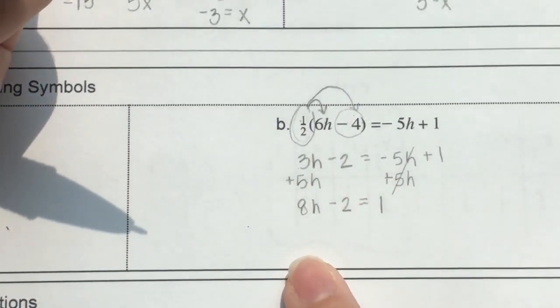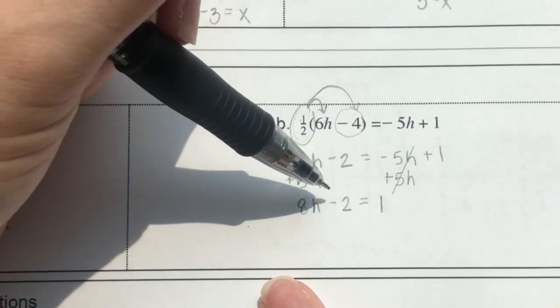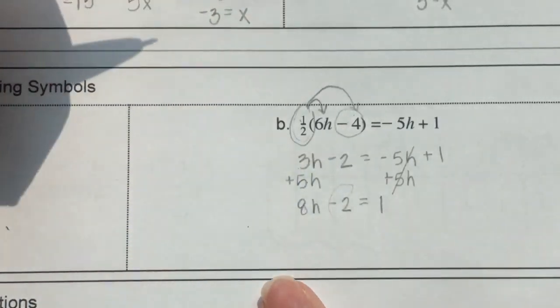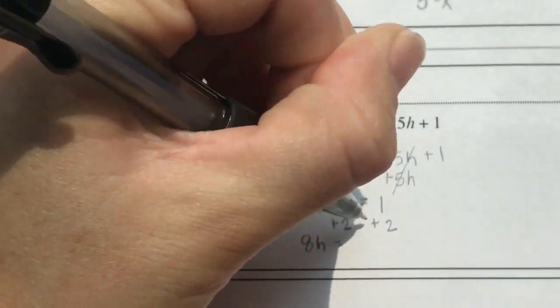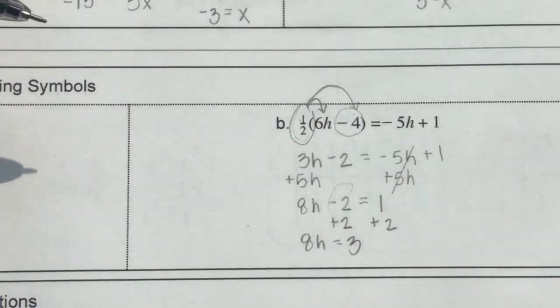And now I just have a two-step equation. So I'm going to undo my subtraction first. So I'm going to undo that minus 2 by adding 2 to both sides, and then I get 8h equals 1 plus 2, so 3.